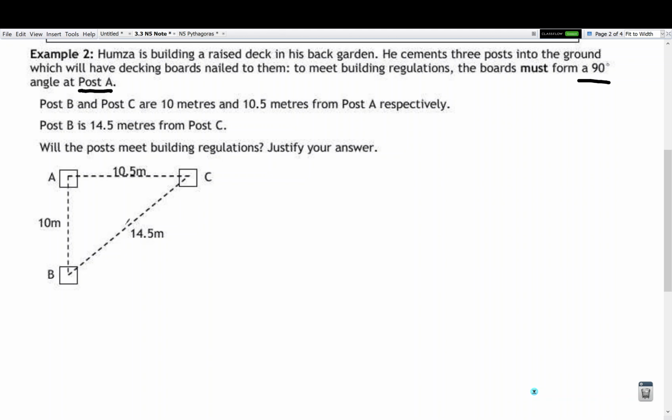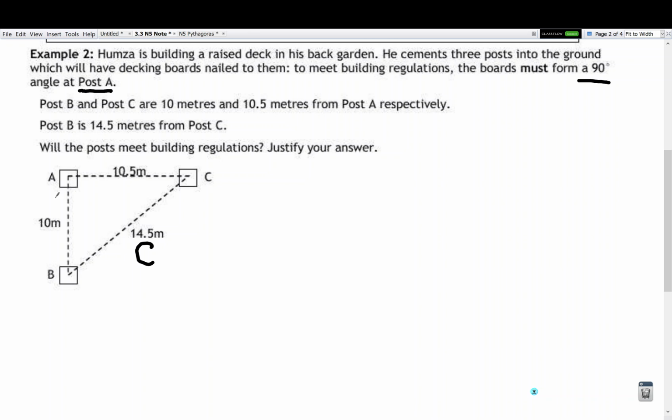So the difference between these types of questions is we already have the 3 sides. So we're not trying to find the missing side. What we're trying to do is work out, do these 3 sides satisfy Pythagoras' theorem, and therefore does it mean the triangle is right angled or not? So here's what you're going to do. We can't put a right angle into our diagram because we don't know if it is a right angle, but we know the right angle should be at A, which means that the hypotenuse, the longest side, should be this 14.5. So that is the side we're going to call C.